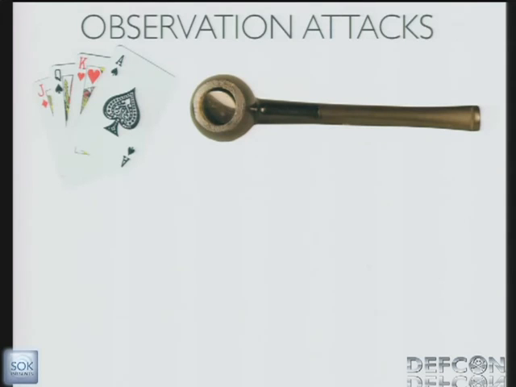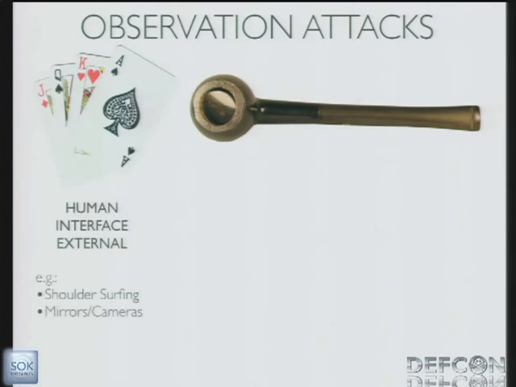And these observation attacks are everywhere in computing. So they're in the human interface, external, for example, shoulder surfing or mirrors and cameras. Quick show of hands, who's ever shoulder surfed someone's password or PIN? I hope it would be most people in this room, right? Because it's so easy. You can also dust the keypad, and you can essentially shoulder surf when someone's not there, when they've already left and used the thing.